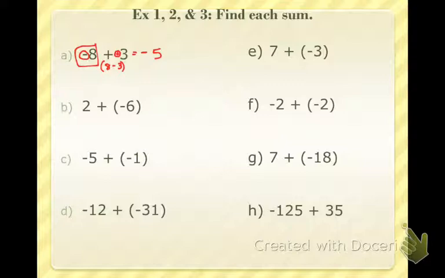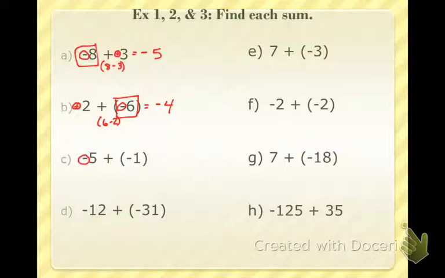B, you have 2 plus -6. Again, they are opposites. There's a positive here and a negative. So in your brain, you're going to do 6 minus 2. And that is 4. And 6 is your bigger number. So you're going to go -4.